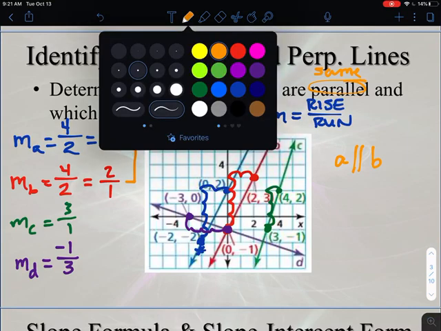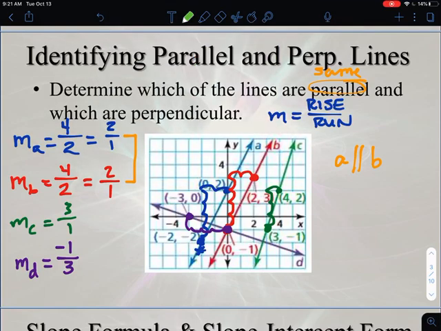Now for perpendicular, I need opposite reciprocal slopes. I need the opposite signs and I need the fractions to flip. So if I look at my different slopes here, I notice that 3/1 and -1/3 are opposite reciprocals. One's positive, one's negative, and I notice that my two fractions are just flipped, 3/1 versus 1/3. So that means line C and line D are perpendicular to one another. So line C is perpendicular to line D. Those are my relationships between the lines.